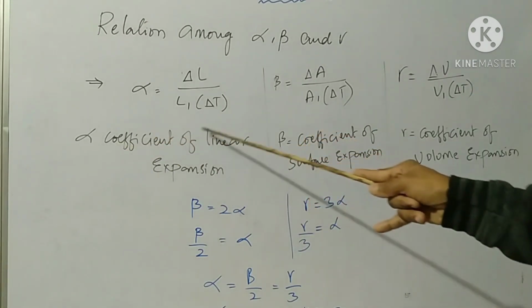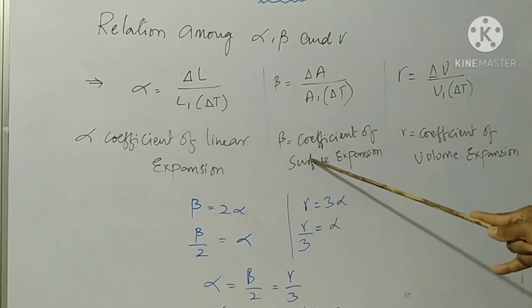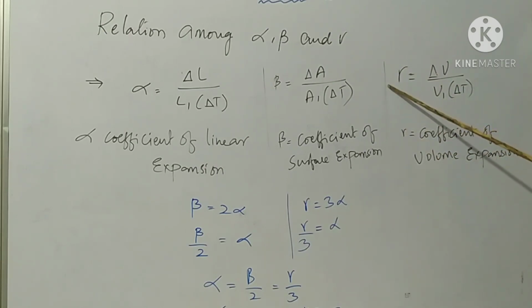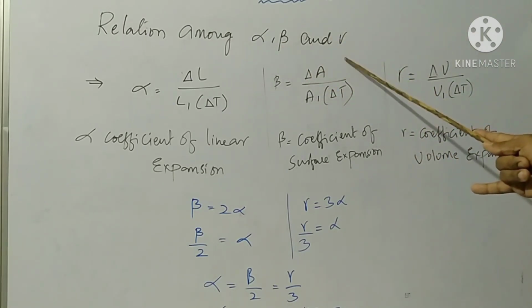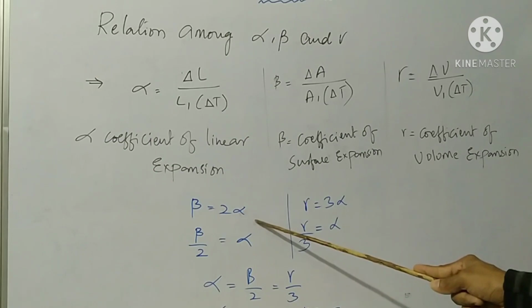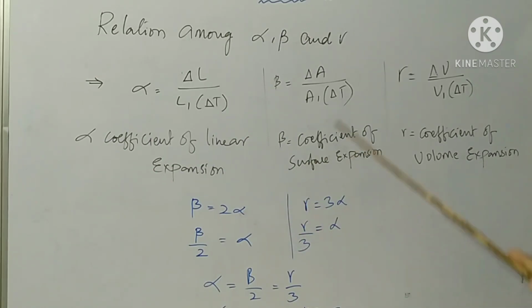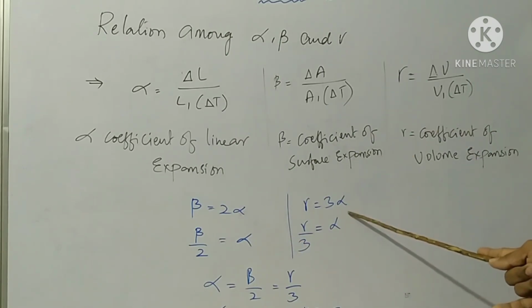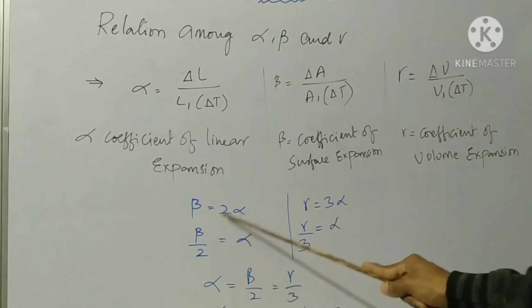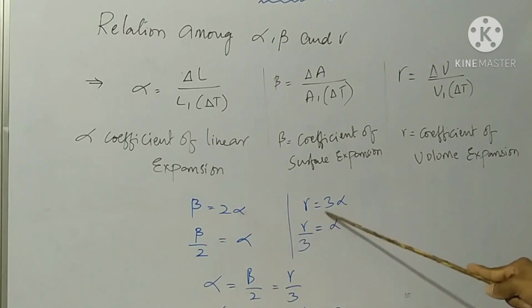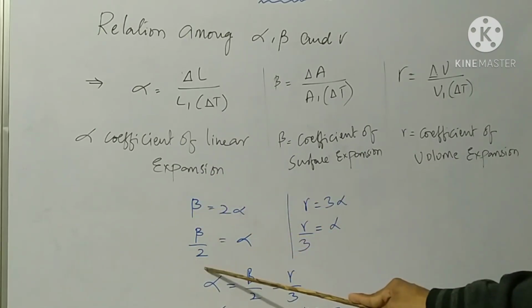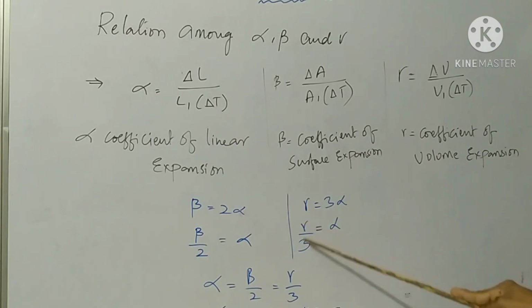So alpha is the coefficient of linear expansion, beta is the coefficient of surface expansion, and gamma is the coefficient of volume expansion. The relation between alpha, beta and gamma is: beta is equal to 2 alpha and gamma is 3 alpha. Why? Because these are two-dimensional objects and these are three-dimensional objects. Transposing the 2 and the 3, alpha is equal to beta by 2, and alpha is equal to gamma by 3.